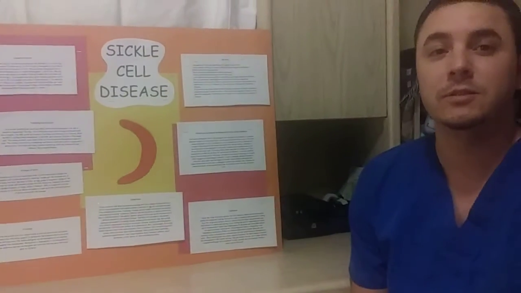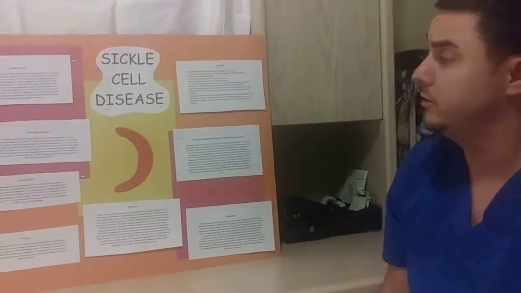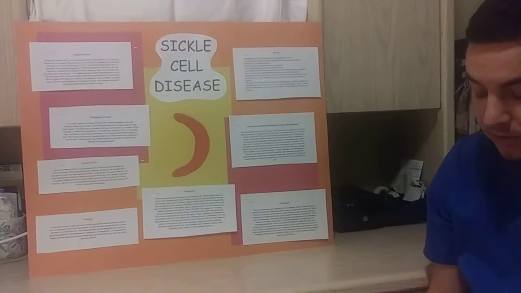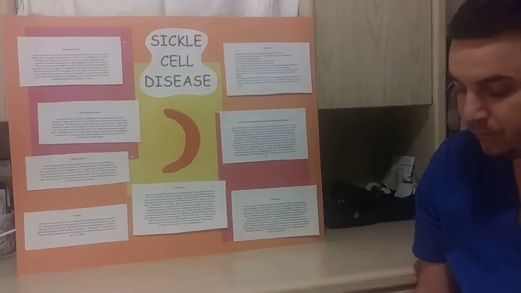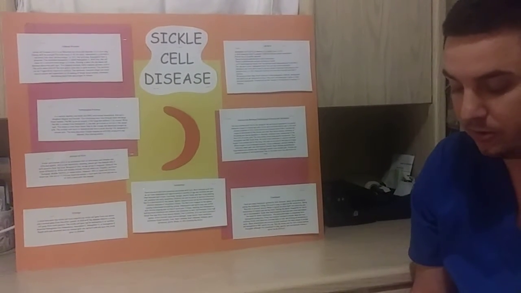I'm a registered nurse, and I decided to do my project and my poster on sickle cell disease, or sickle cell anemia. The disease process, on the top left: sickle cell disease is an inherited red blood cell disorder. It is a lifelong disease with an average life expectancy of 40 to 60 years.